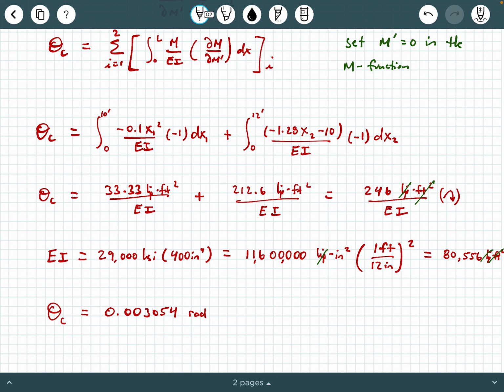Now, if you really wanted degrees, you can multiply that by 180 over pi, and you would get a rotation angle in degrees of 0.1751 degrees, okay? And either of these answers would be correct, but of course, if you had a multiple choice question, like you could see on the FE exam, you want to look for particular units that they may be asking for, okay?